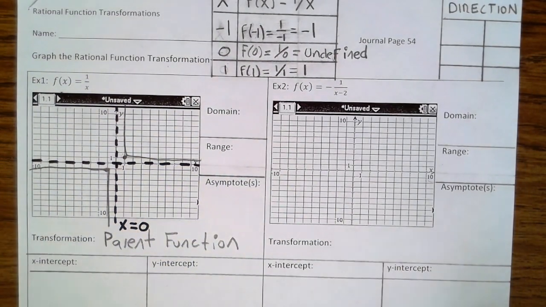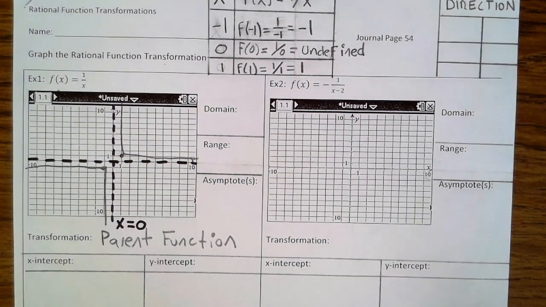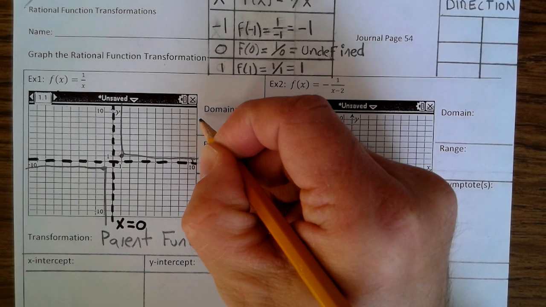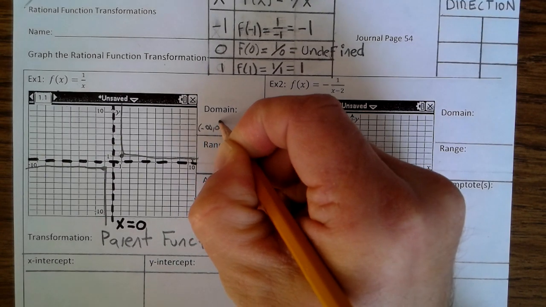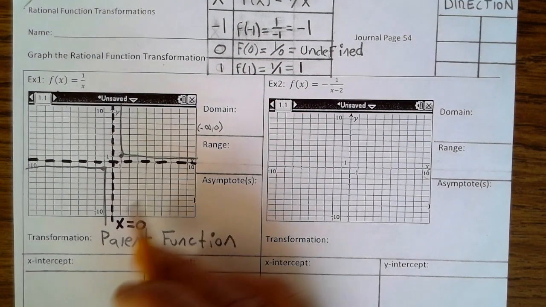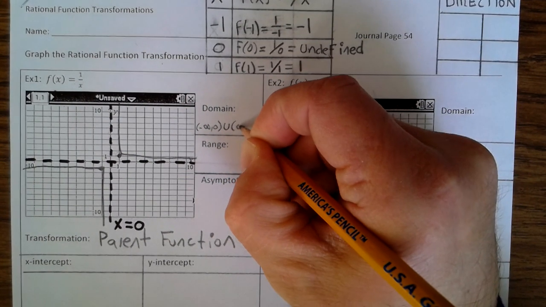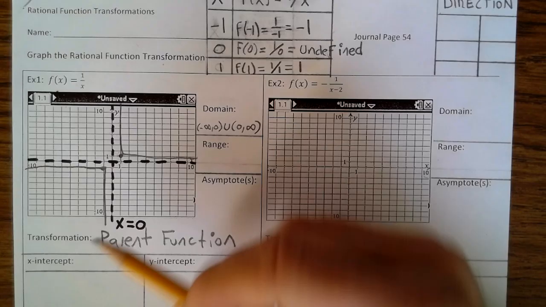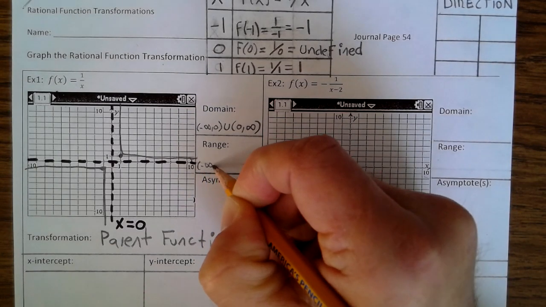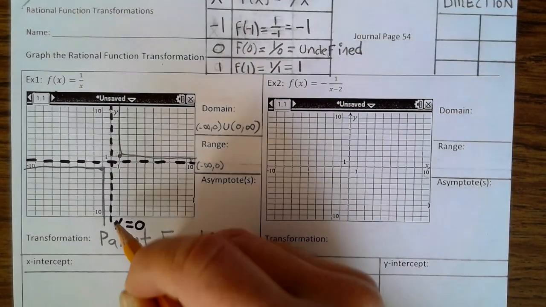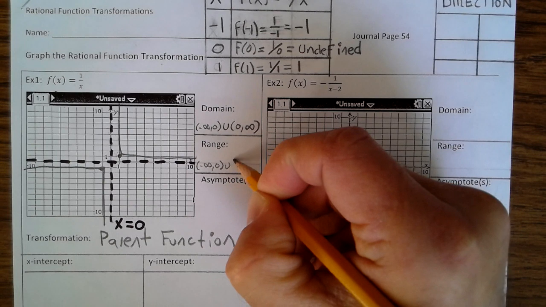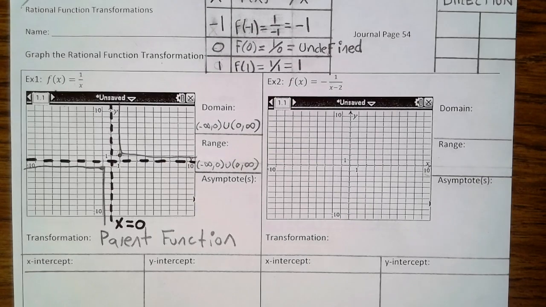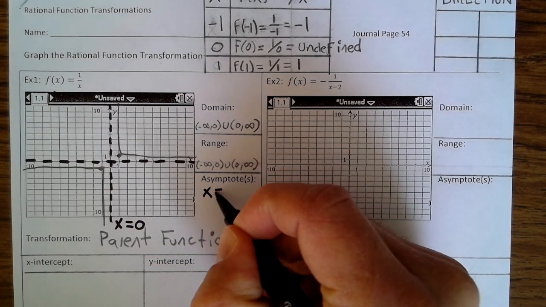Now the domain would be -infinity to 0, not including 0 because there's an asymptote there, or 0 to infinity. Now the range would be from -infinity to 0 because you have an asymptote there. So -infinity to 0, not including 0, or 0 to infinity. Now your asymptotes are x equals 0 and y equals 0.